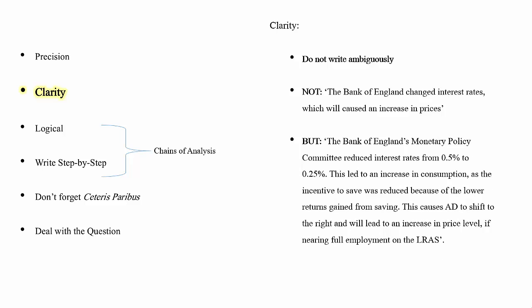So instead we want to say the following: the Bank of England's Monetary Policy Committee reduced interest rates, so already we're being clear, from 0.5% to 0.25%. This led to an increase in consumption as the incentive to save was reduced because of the lower returns gained from saving. This causes aggregate demand to shift to the right and will lead to an increase in the price level if nearing full employment on the long run aggregate supply curve. We've avoided all kind of ambiguity in that example because we've said exactly why things are happening, when they're happening, and the causes of them. So precision and clarity, very important.